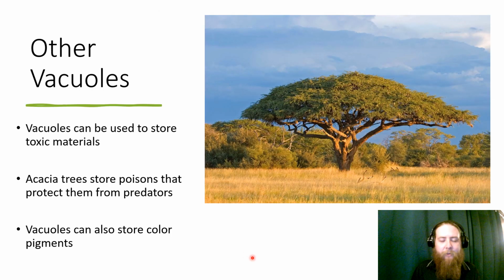Other vacuoles can be used to store toxic materials. The acacia tree here uses a vacuole to store poisons that protect it from predators. They also store color pigments. Lots of different uses of vacuoles in plants. Those are just a couple.